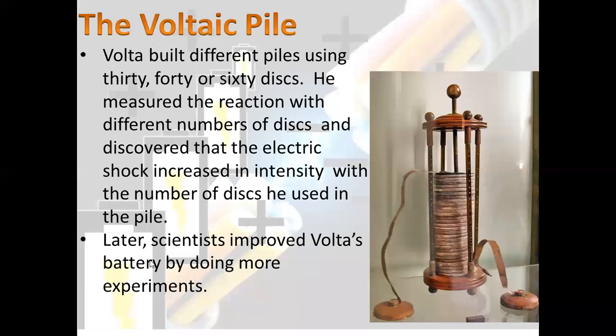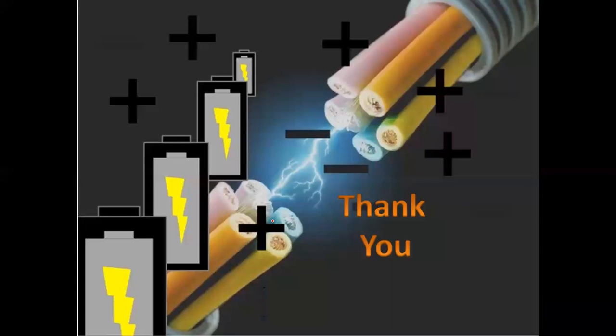Now later the scientists improved Volta's battery and they kept on doing more experiments and they were able to understand how it works. So this was the history of the invention of the batteries.